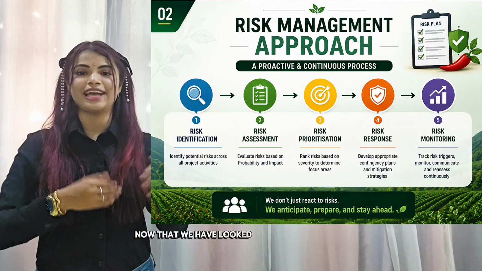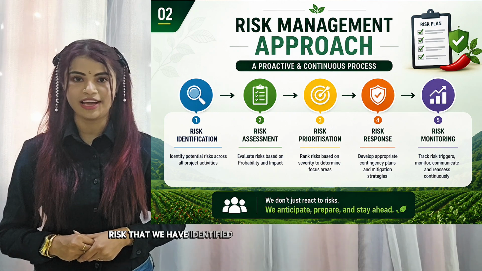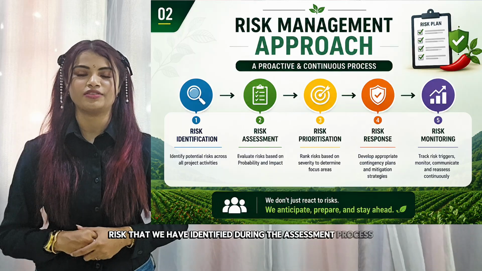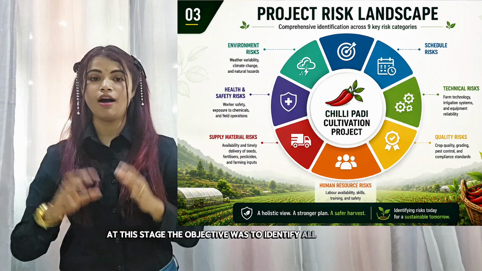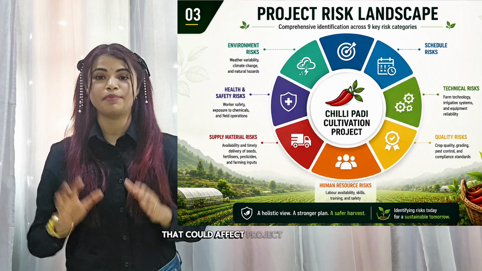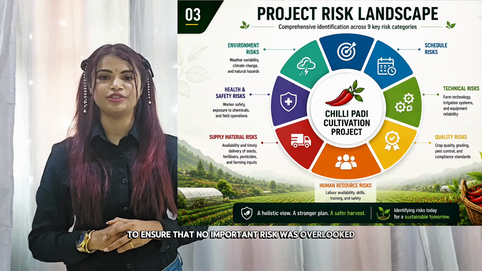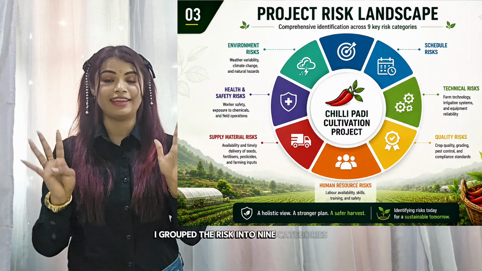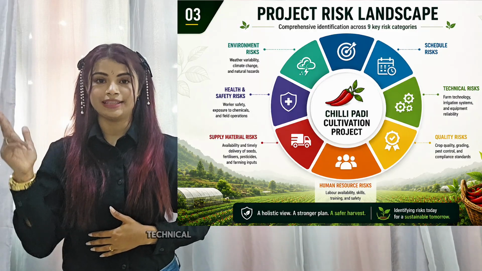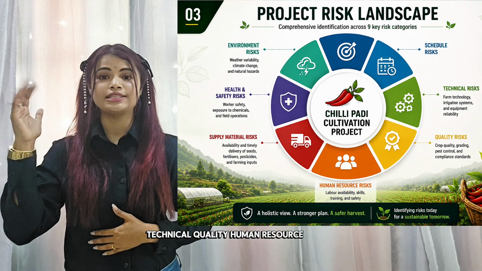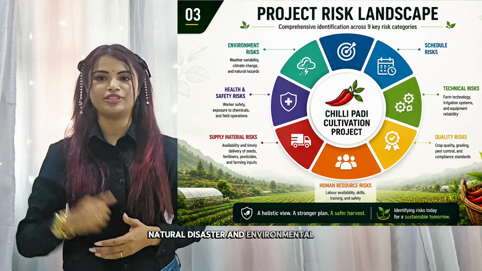Now that we have looked at the methodology, let's move on to the risks that we have identified during the assessment process. At this stage, the objective was to identify all possible risks that could affect project success. To ensure that no important risk was overlooked, I grouped the risks into 9 categories. So these include scope, schedule, technical, quality, human resource, supply material, health and safety, natural disaster, and environmental risk.